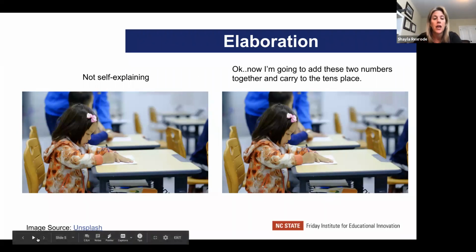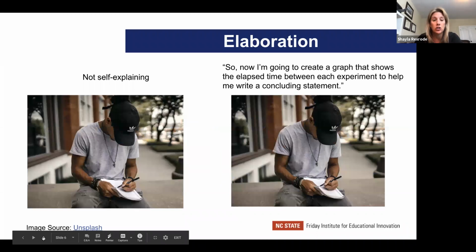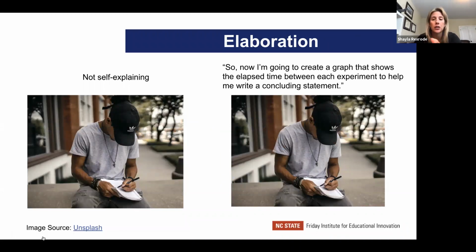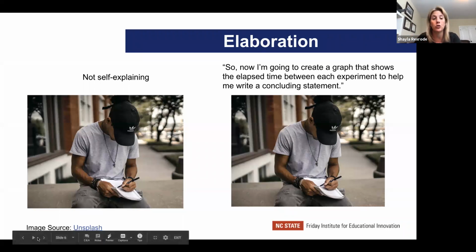So again, she is intentionally thinking through the learning process, allowing her brain to fully make connections with one step to the next. To put it in the context of secondary students, again, the young man on the left, he's not self-explaining. He could simply be going through the motions. It could be a memorization task, whatever it is, he's just simply working through it. Versus when he's been asked to very clearly elaborate, in his brain, he's probably thinking, so now I'm going to create a graph that shows the elapsed time between each experiment to help me write a concluding statement. He is intentionally thinking through the learning process. So he is making connections with what he's doing right now to something that he's potentially going to generate or produce in the future.